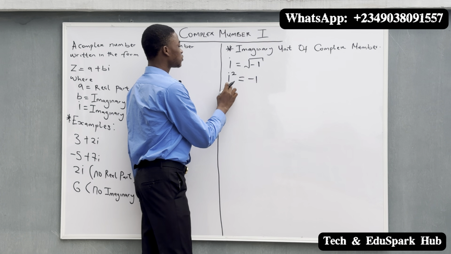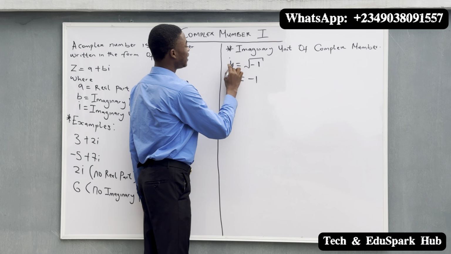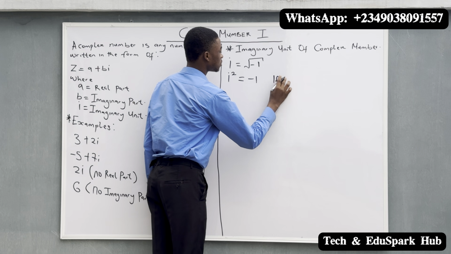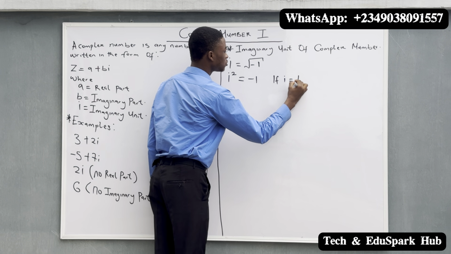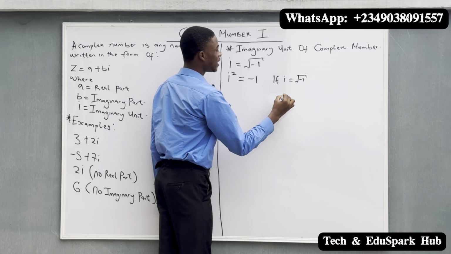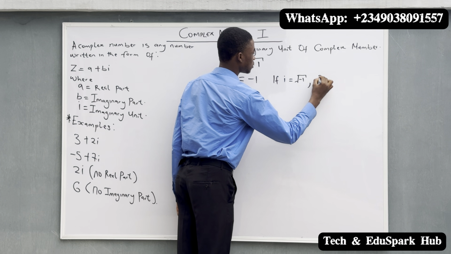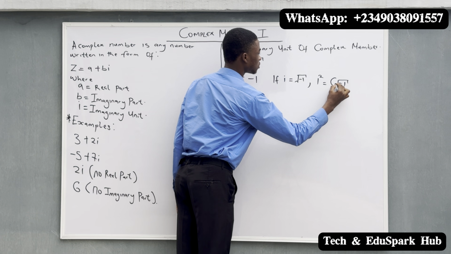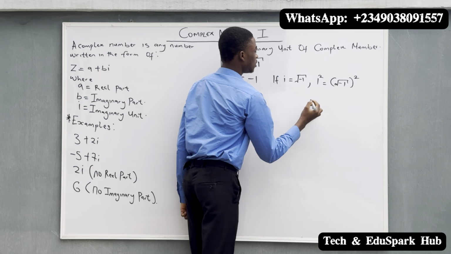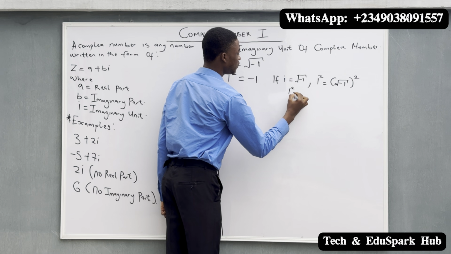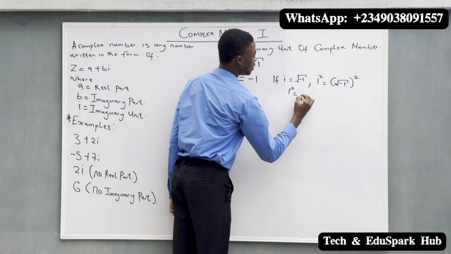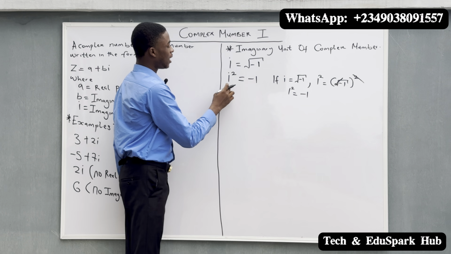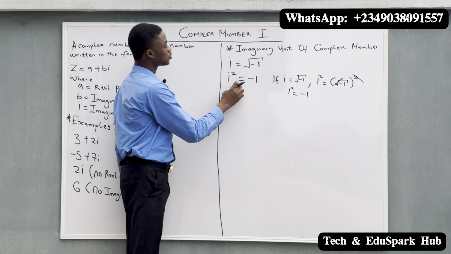So how do we get this i squared to be -1? Remember that we said i is equal to square root of -1. So if i is equal to square root of -1, definitely i squared will be equal to square root of -1, squared. So our i squared will be given as, this square root can cancel this square, so we have -1. So when this square root cancels this square, you have -1. And that is how we get i squared equals -1.